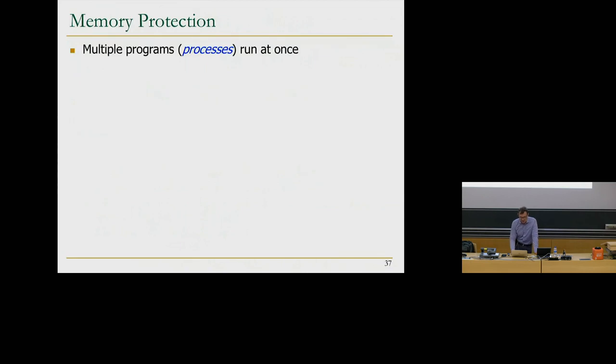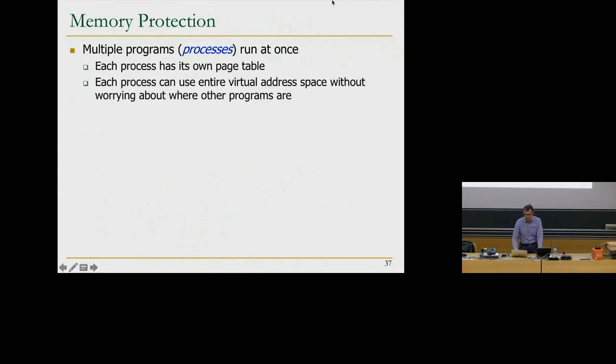Any questions? Okay, so let's talk a little bit about memory protection, which is another part of the virtual memory system. I've already said some of these things. So basically, multiple programs, processes run at once, and each process has its own page table. Each process can use the entire virtual address space without worrying about where other programs are. And this is beautiful, because if you were to deal with physical addresses, you don't have this luxury. Now you have to worry about where other programs are, and it's a huge mess.